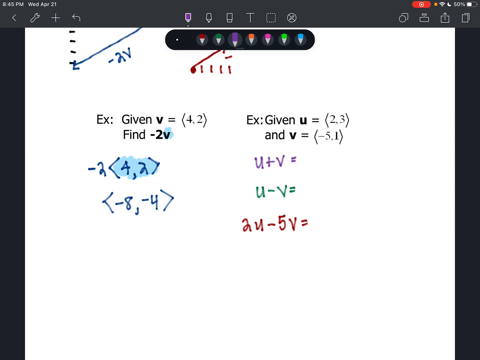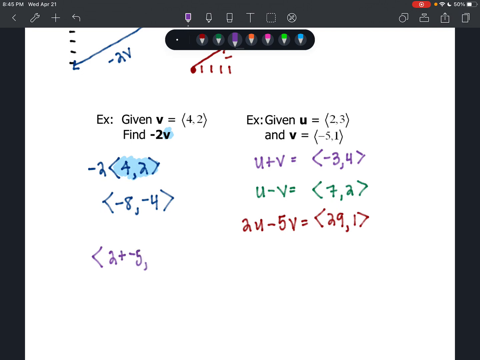Okay, thanks for coming back to check your answer. U plus V is negative 3, 4. U minus V is 7, 2. And 2U minus 5V is 29, 1. So here I'm going to come off to the side. If you got those answers, you're fantastic. If you need to find out what you did wrong, I'm going to quickly show you.